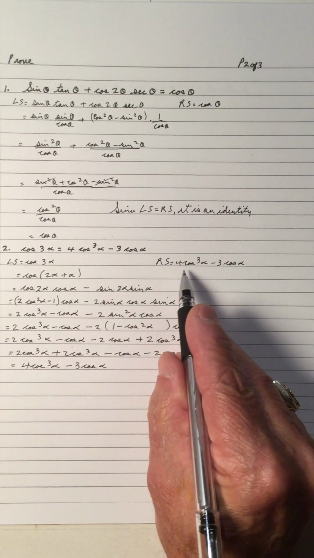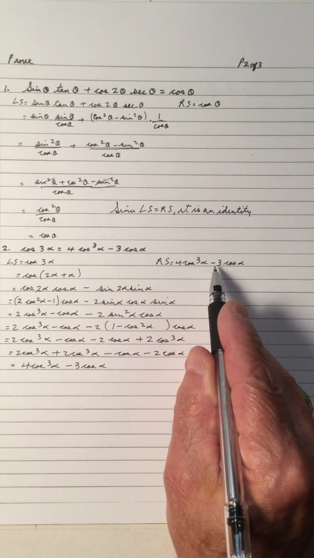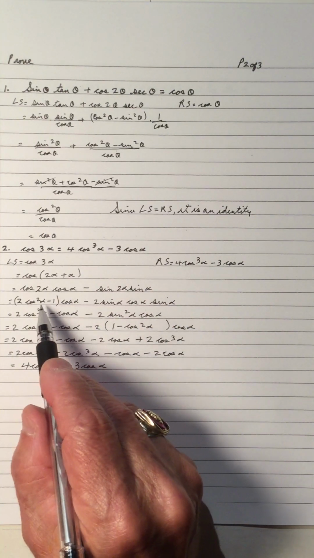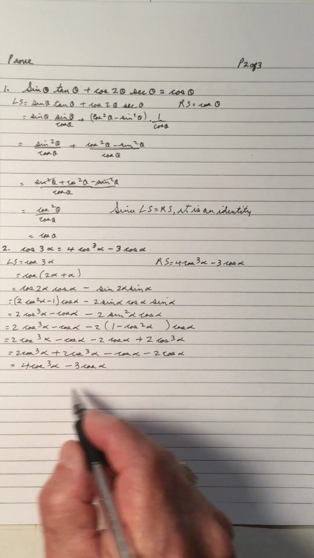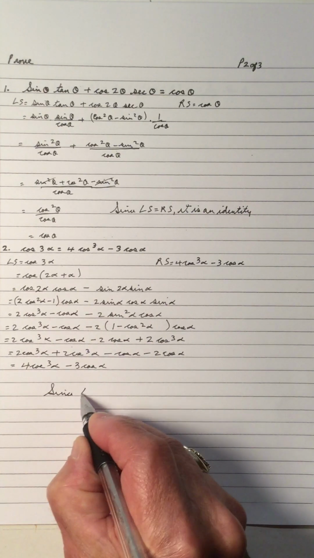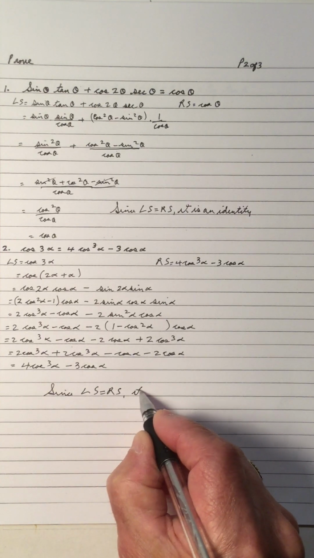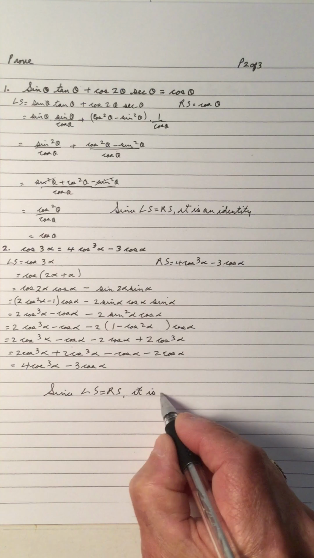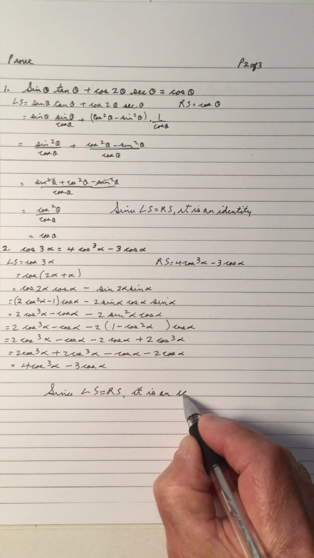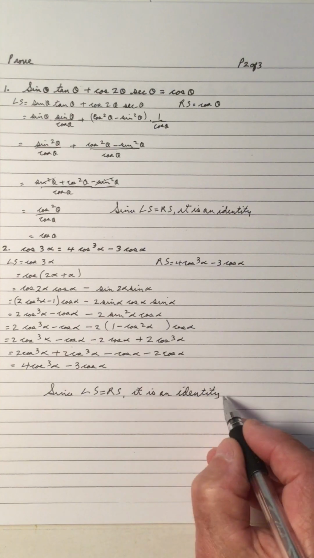And again, it worked on having the right side all cosines, so we kept changing the left side so we have all cosines. So since the left side equals the right side, it is an identity.